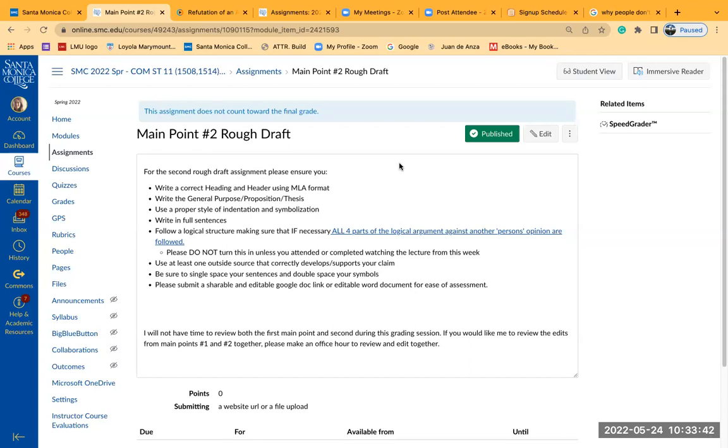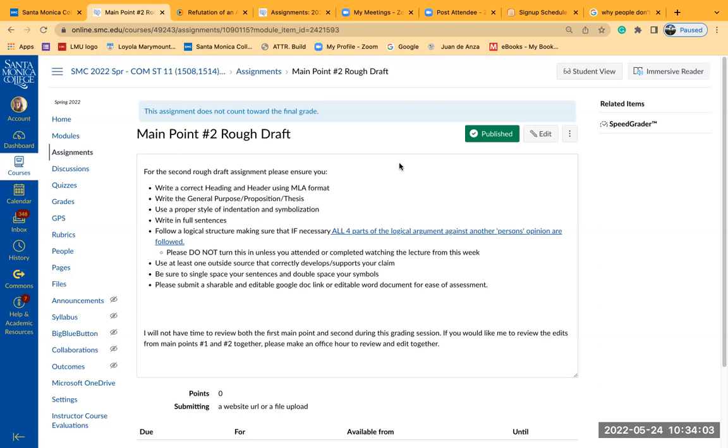So you're going to simply submit the same outline that you've been working on with the first main point, so that the heading and the header is all there, the general purpose, specific purpose, thesis. Use proper indentation, make sure that you are symbolizing correctly, write in full sentences, and make sure that you're using that logical 4-part to 5-part structure.